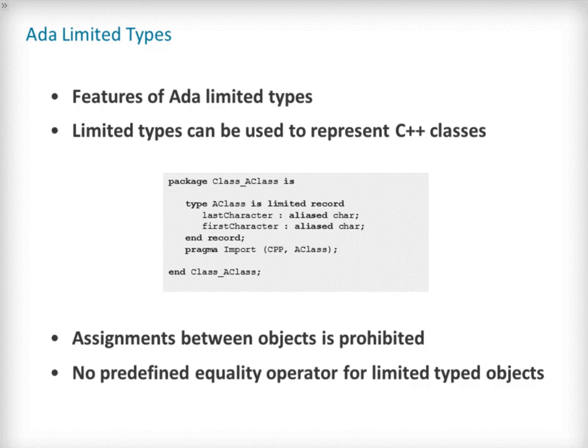It just cannot be used in an assignment statement to another object. The desired effect of declaring a type limited when interfacing to C++ is to ensure the prevention of shallow copying. The Ada code on this slide shows how a limited record type is used to represent a C++ class and is then imported using the C++ convention.